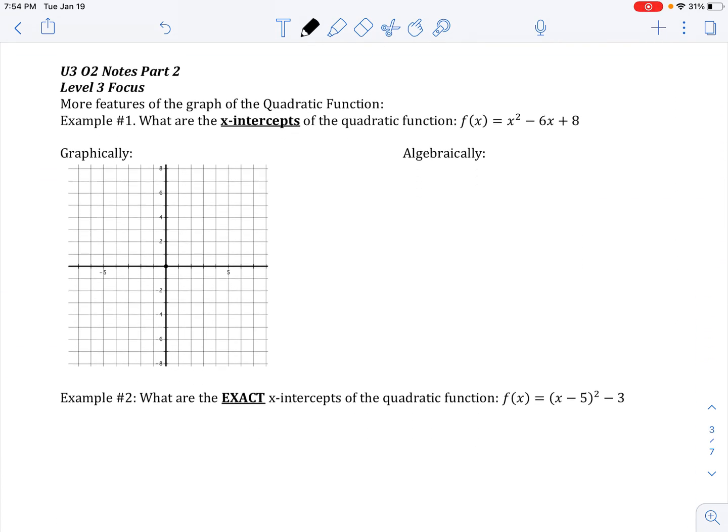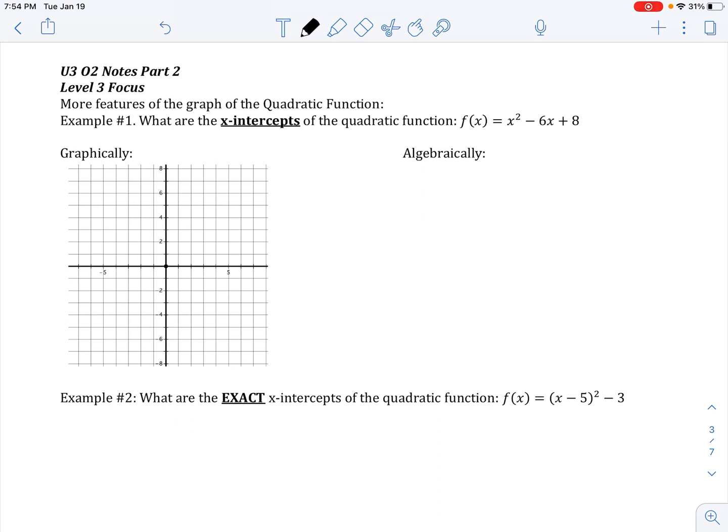Okay, so let's move on to our notes, part 2. And we're going to talk more about graphing, about finding our x-intercepts, and finding x-intercepts that maybe aren't integers. So again, let's review what our features are on our quadratic function. We have our vertex, we have our axis of symmetry, x and y intercepts, and we also like to determine the max and min value of our function. So let's start with example 1.